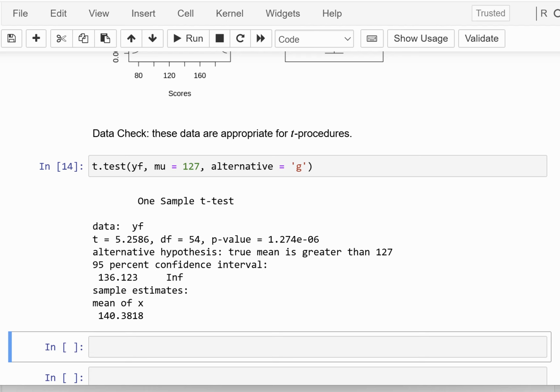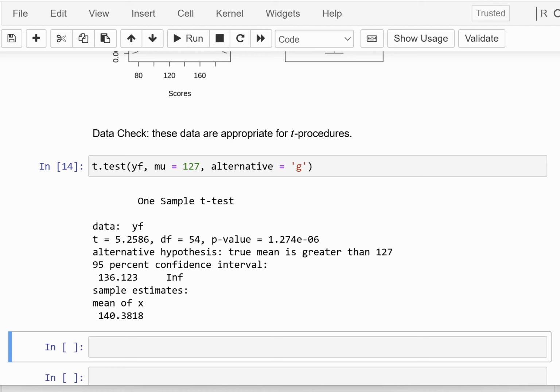Okay, and what's going on here? Wow. It switched to scientific notation, right? 1.27 times 10 to the negative 6th. So yeah, this is really clearly less than 0.05, right? Why? Well, the average for these young women was 140. Okay, we're testing against an average of 127, right? So this wasn't really a borderline call. The sample data seems to indicate quite clearly that the average wasn't 127.